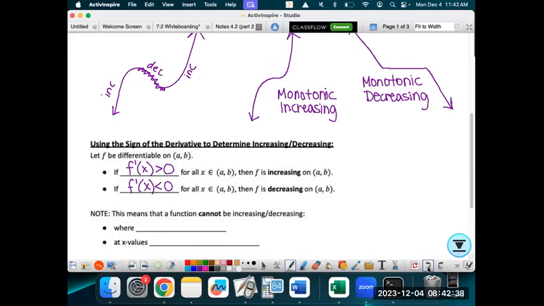Note. This means that a function cannot be increasing or decreasing where the derivative equals 0. Because it's not increasing, it's not decreasing, it's changing directions. And then we'd also want to consider where the derivative does not exist, because the derivative does not exist here. Although it's a turning point, it's not increasing, it's not decreasing, but it's a corner, the derivative doesn't exist there, it's not 0. So essentially, we're looking for critical points. Cannot be increasing or decreasing at critical points.